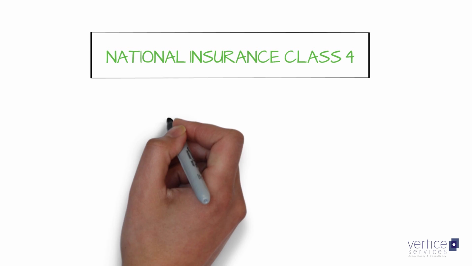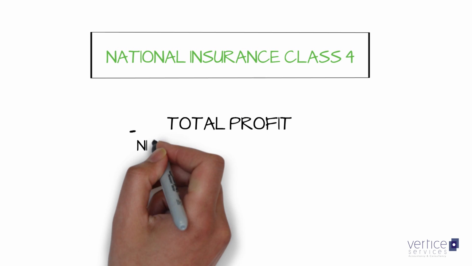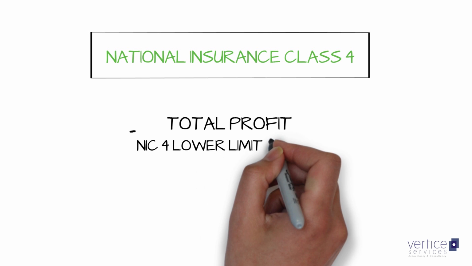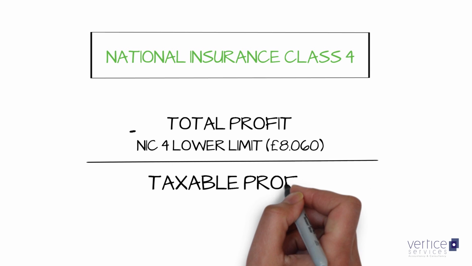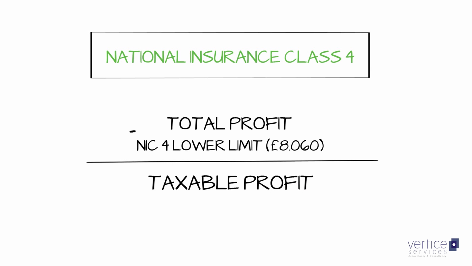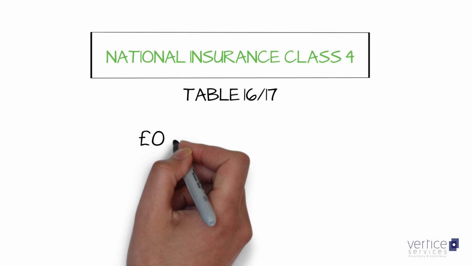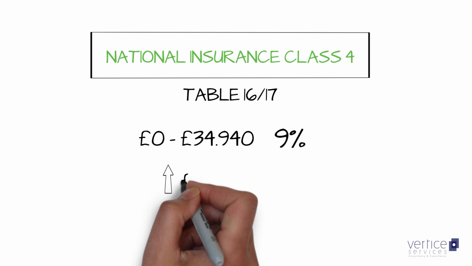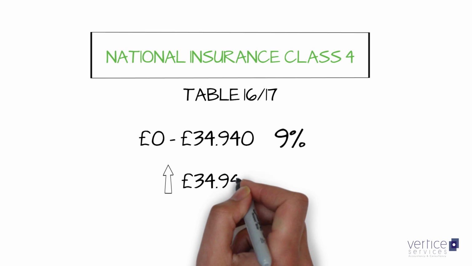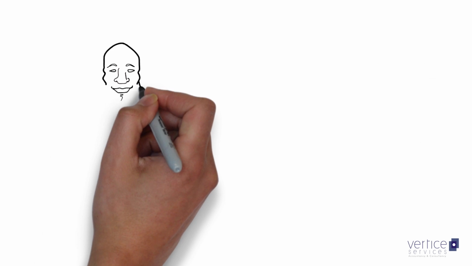Before we go ahead, we'll also calculate the National Insurance Contribution Class 4. So we take the total profits and deduct the National Insurance Contribution Class 4 lower limit, which in this financial year is £8,060. The total profit minus the National Insurance Class 4 lower limit equals the taxable profit. After getting the taxable profit, we need to apply the following table. From £0 to £34,940, you pay 9%. And from £34,940 and above, you pay 2%. This is the basic information about taxes for self-employed people.